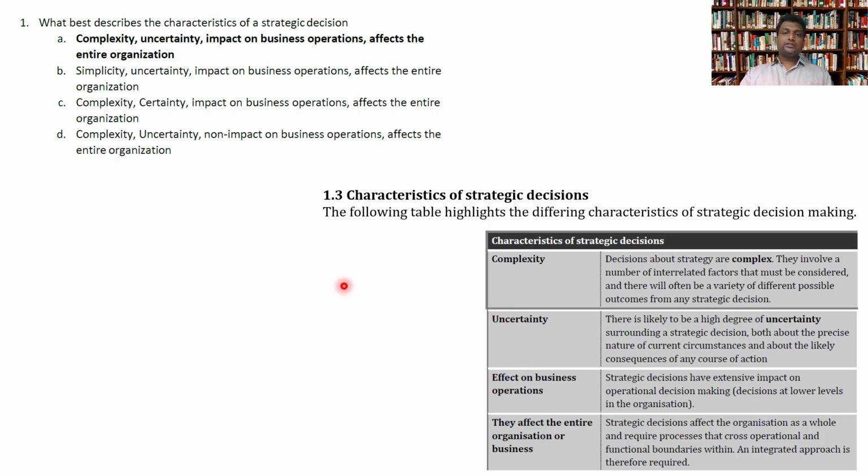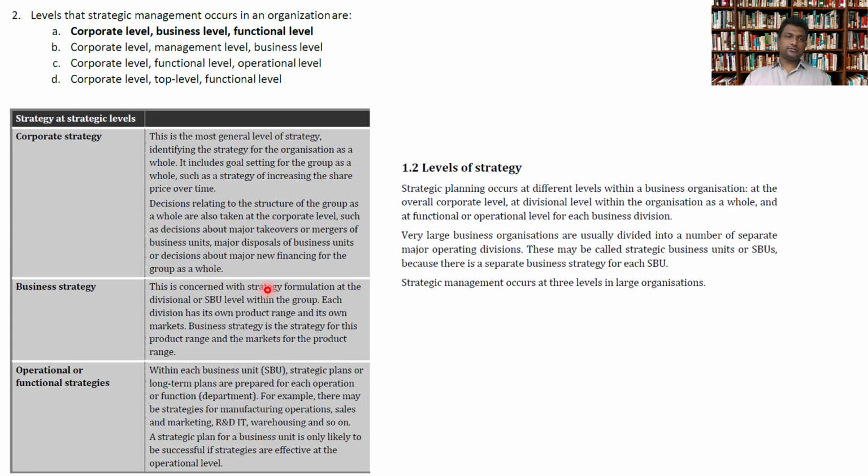So according to what is given in the textbook, you can straight away find the answer to the question given. Answer A says complexity, uncertainty, impact on business operations and affect the entire organization. So that is the first question. Let's move on to the second question.